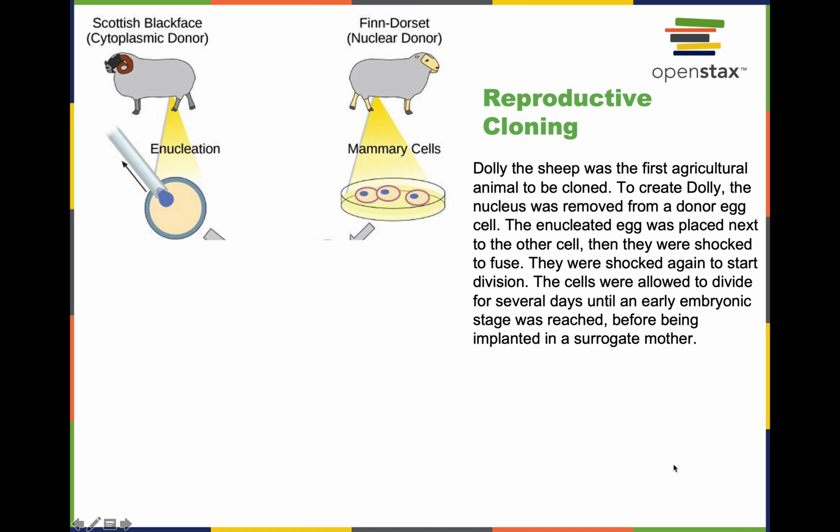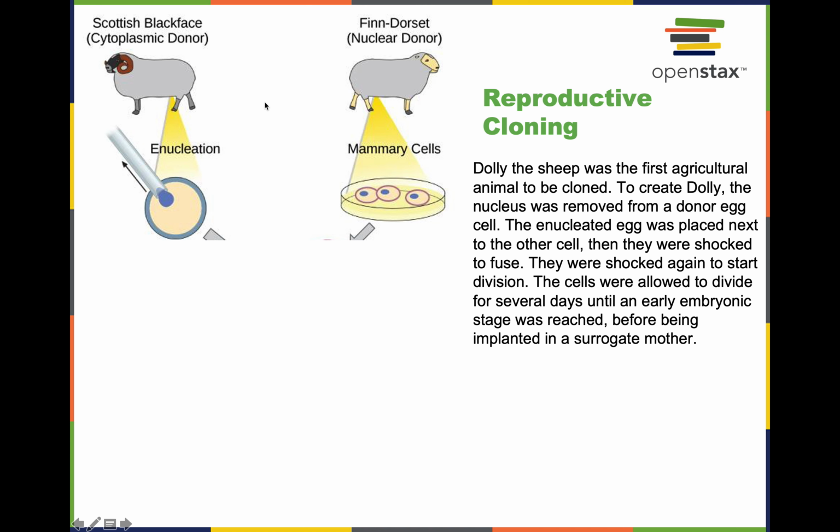So Dolly was created through reproductive cloning, and this image describes how reproductive cloning is done. So you need two different kinds of organisms. One organism, this sheep, is the nuclear donor. So this sheep donates the genetic material, and this is the organism that you want to clone. Then you also want a surrogate and a cytoplasmic donor.